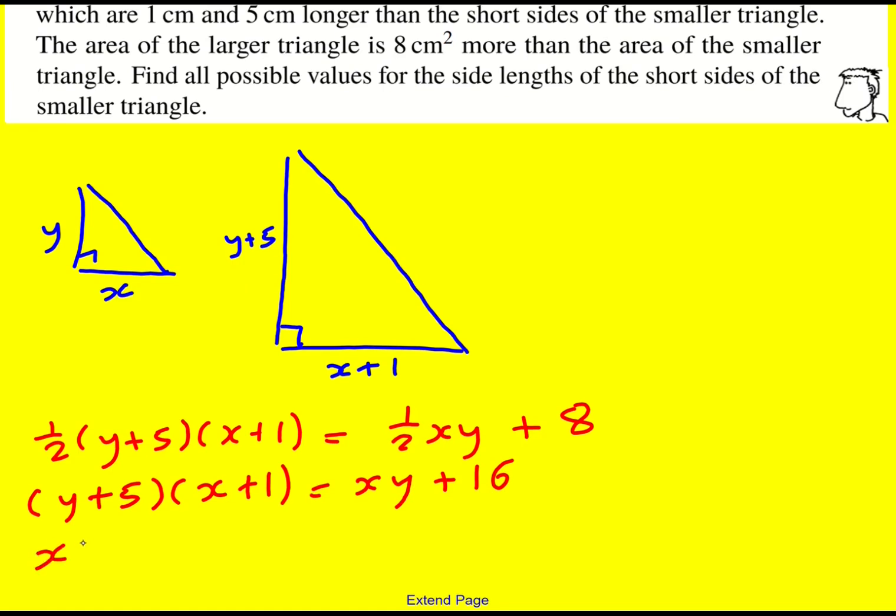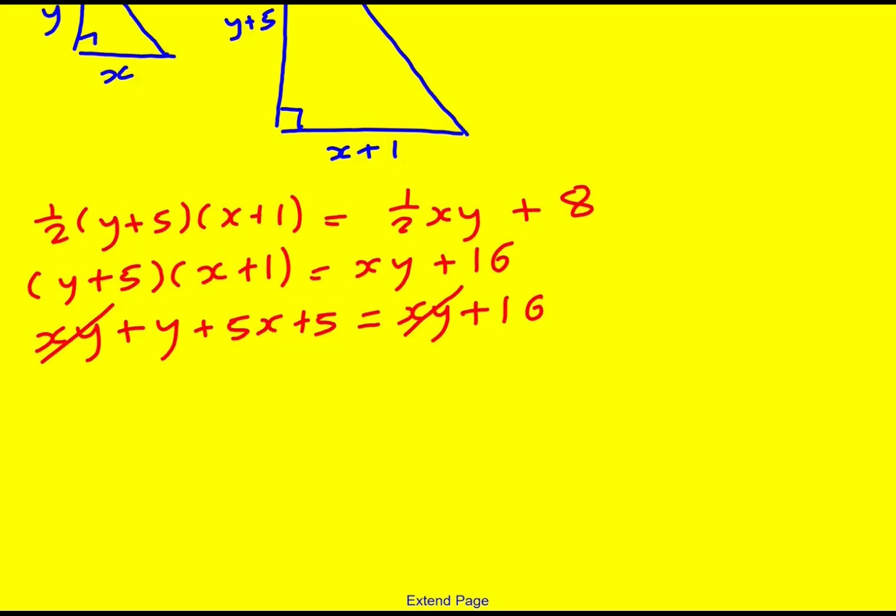Okay, so xy plus y plus 5x plus 5 equals xy plus 16. These cancel, and I'm left with 5x plus y is equal to 16. Put a box around that one.